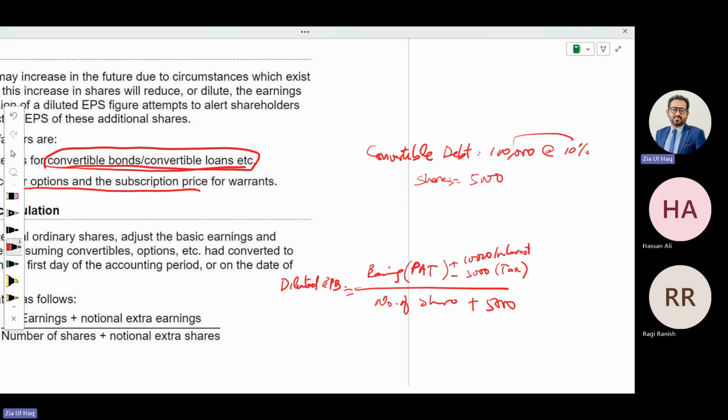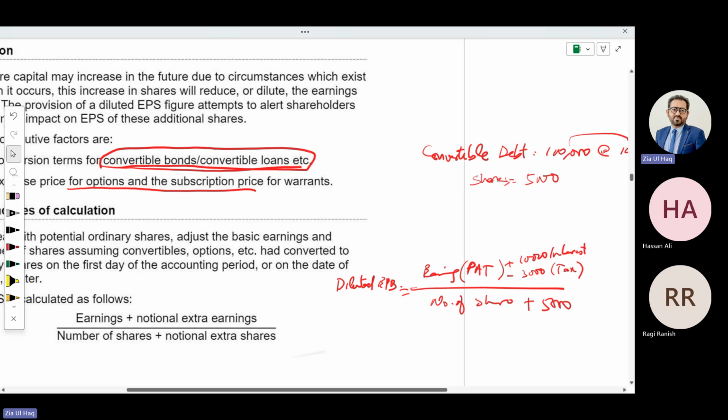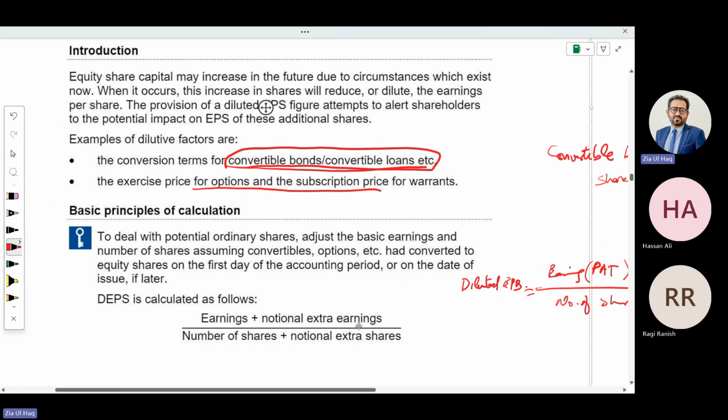And in number of shares, we need to add what? Whatever is the number of shares they will get in future that we have offered them. So the diluted EPS formula will be earning plus notional extra earning, where notional extra earning means interest minus tax, divided by the number of shares plus notional extra shares that they can take in future. We need to take the effect of interest and tax with the earning, and the effect of new shares with the number of shares.